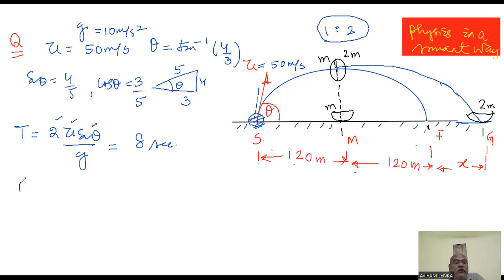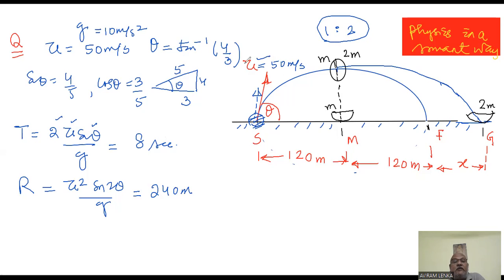And when somebody tries to find out the range of the projectile, then the range of the projectile will be 30 into 8, that is 240 meters, or u square sin 2 theta by g.